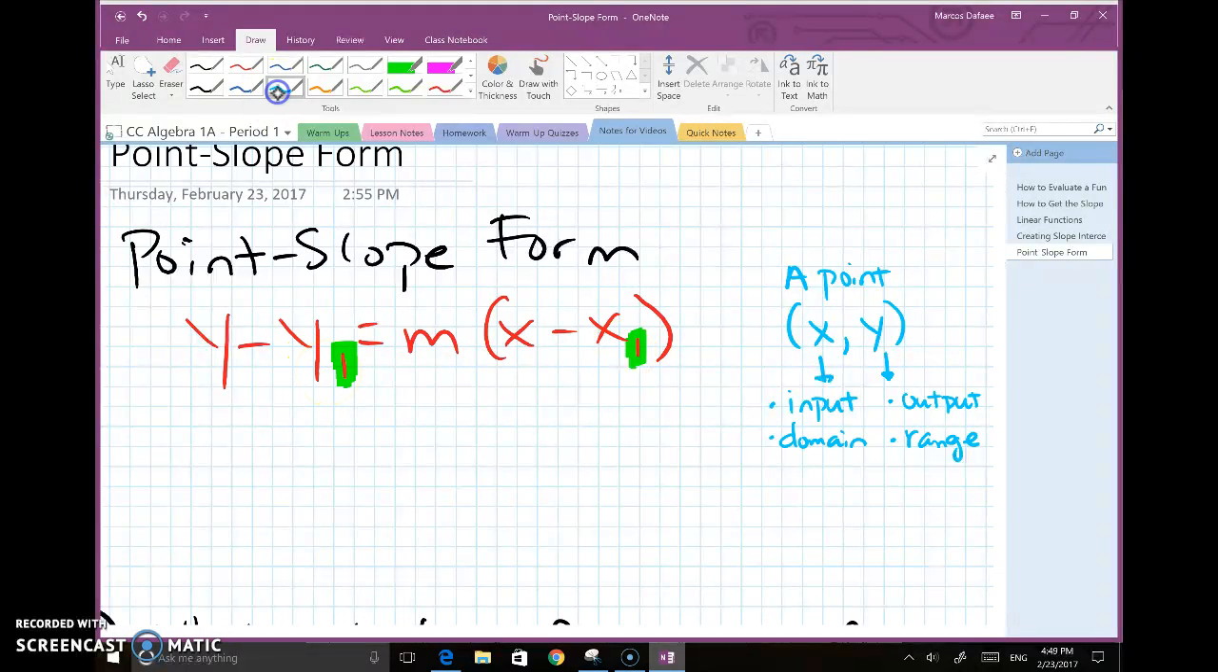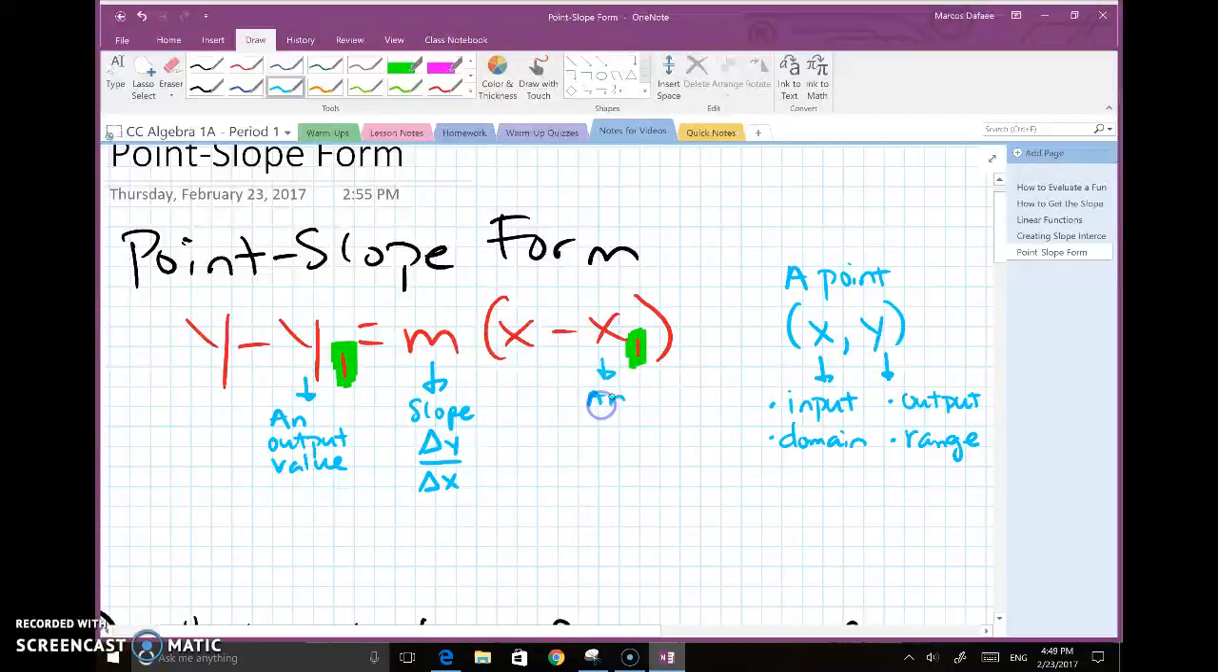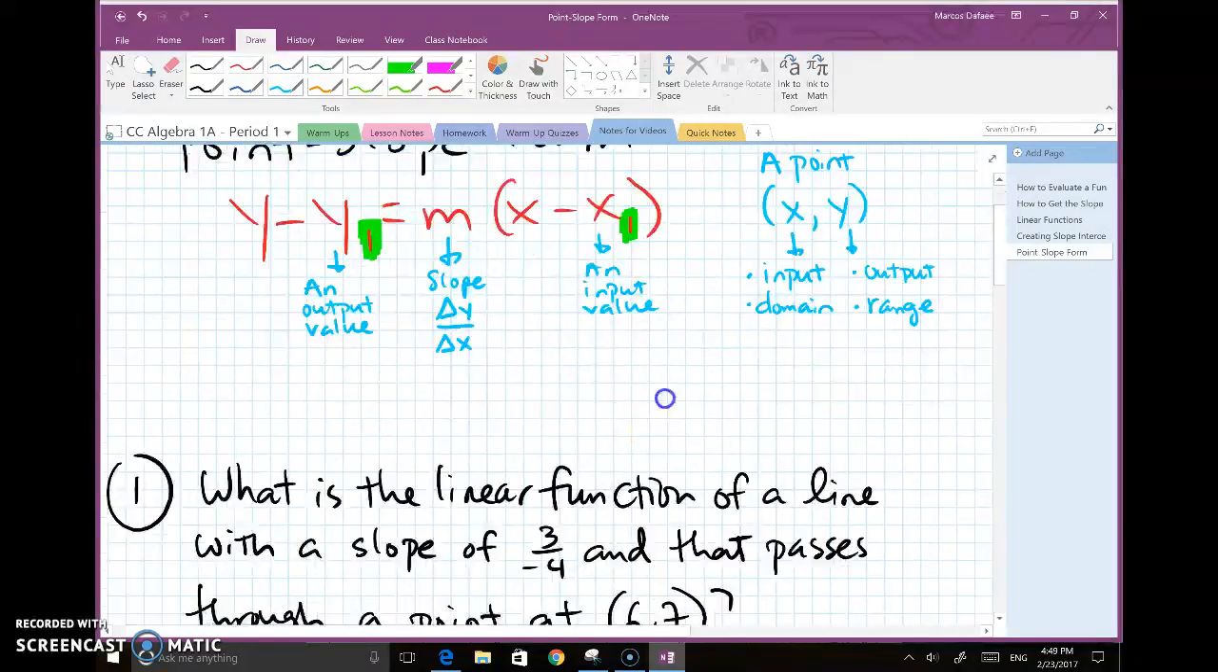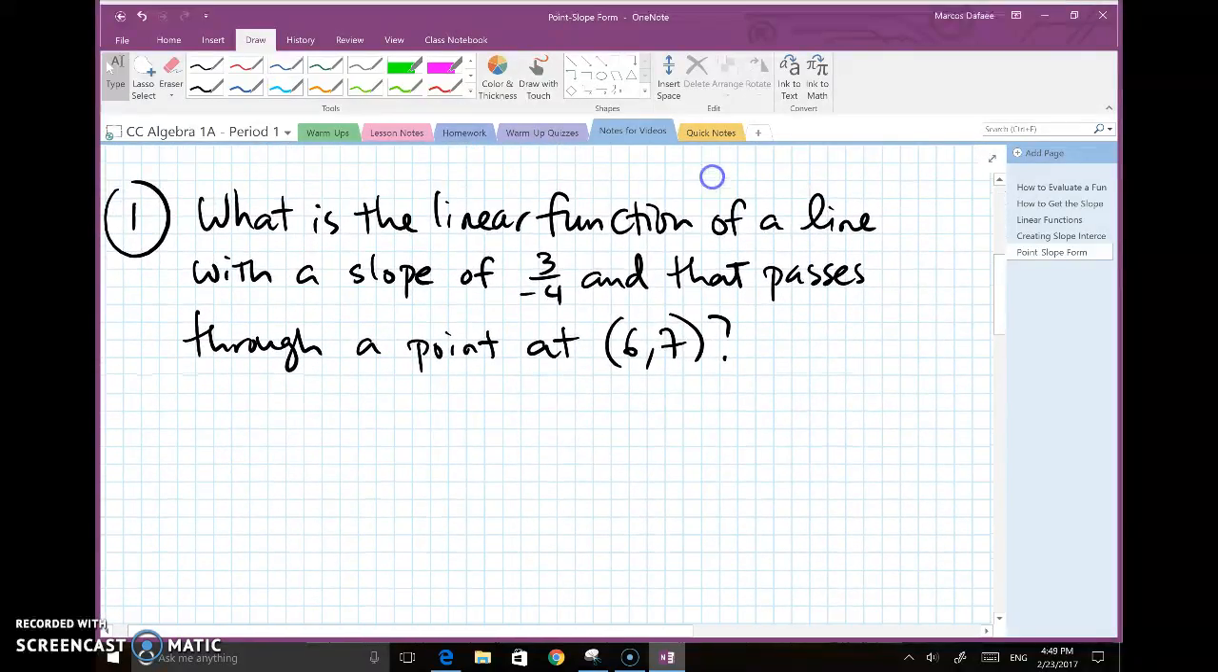The letter m, as you might know by now, represents our slope, which we will either know because it's given to us, or we will have to calculate, in which case we will have to figure out the change in y over the change in x. Just to clarify, this means an output value, and this over here means an input value. So having said that, what we need to complete this is the slope and a point. Let's jump right into our first example and see how this works.